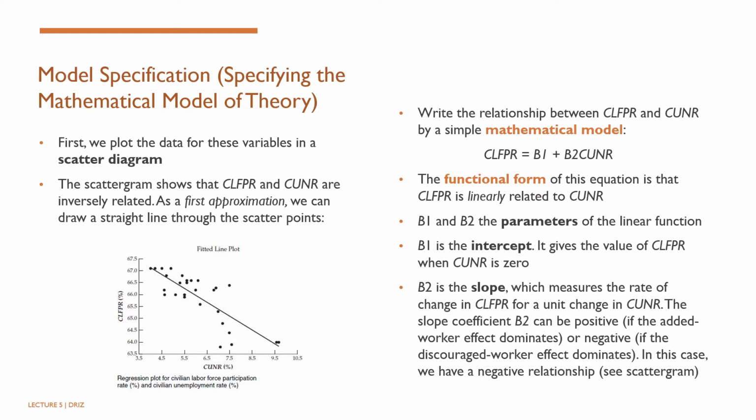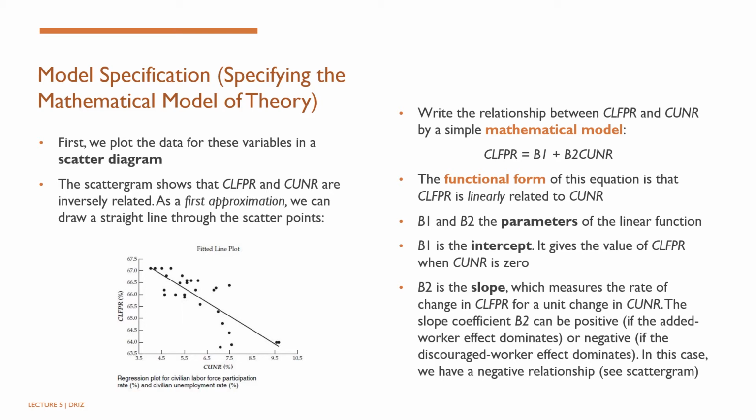This is known as the functional form of our equation, that is, what is the mathematical function that links the variables together. B1 and B2 are known as the parameters of the linear function. B1 is also known as the intercept. It gives the value of CLFPR when CUNR is 0. B2 is known as the slope.